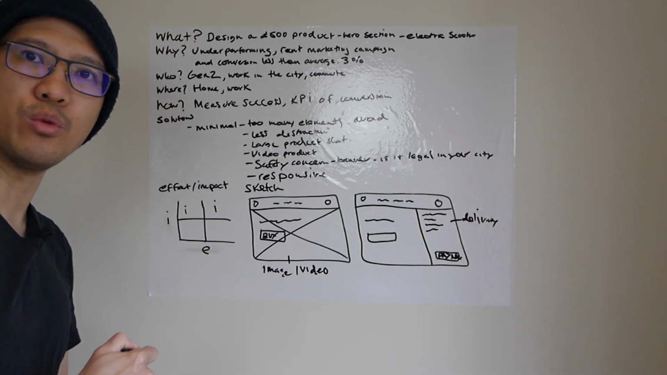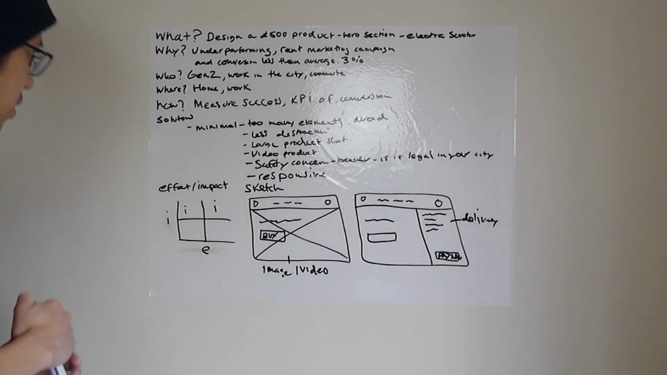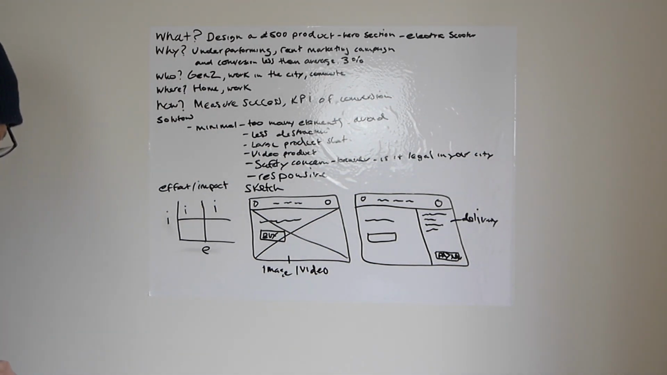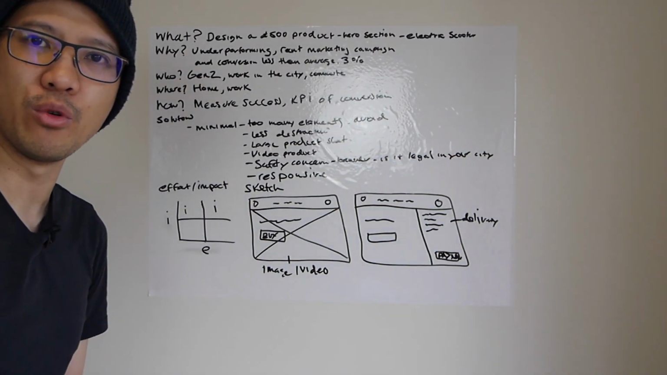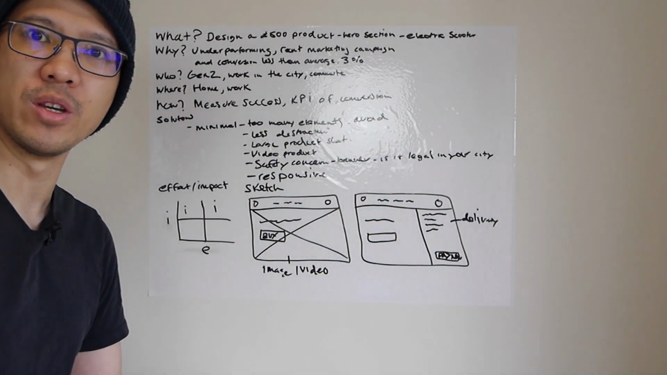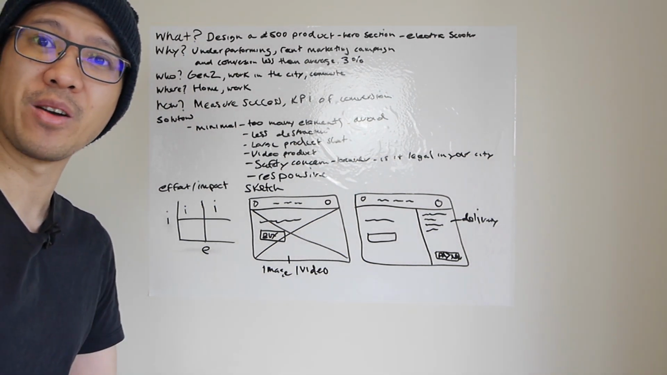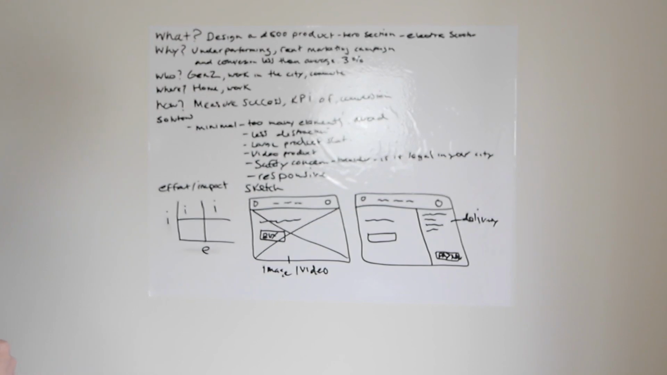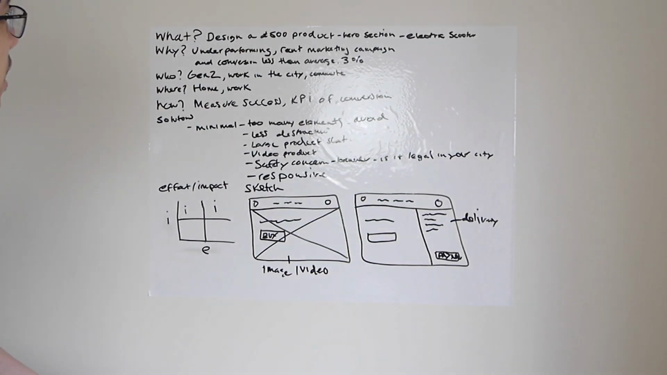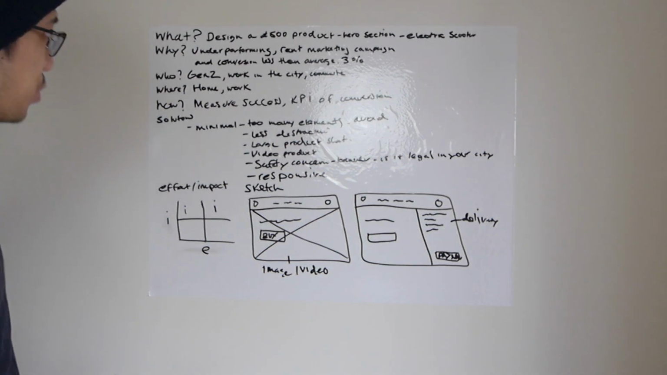Okay, so very simple, and I think we've done it there. So just to wrap up what we have done in this whiteboard challenge, and it's going back and forth. Again, I'm not an expert on this, but it is good to practice. As always on this channel, I always encourage practicing. So again, what are we doing? We are designing a 500 product hero section, which is an electric scooter.